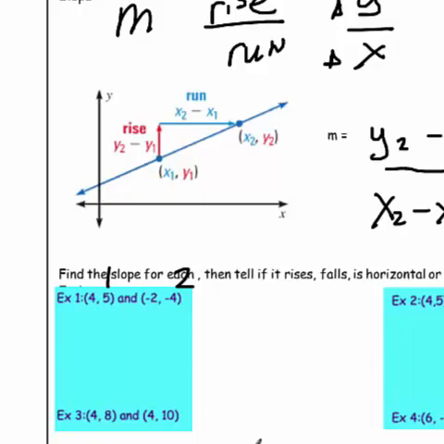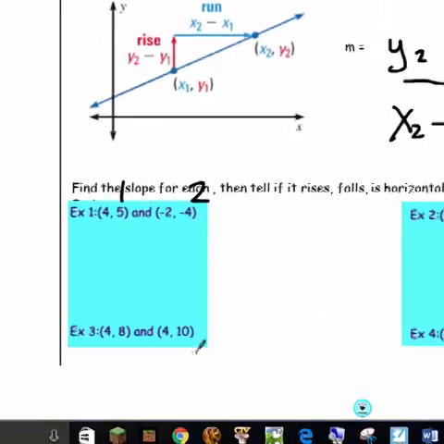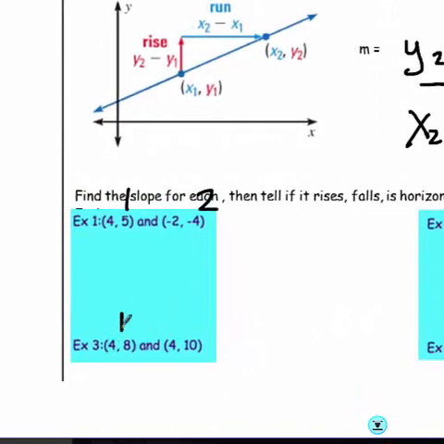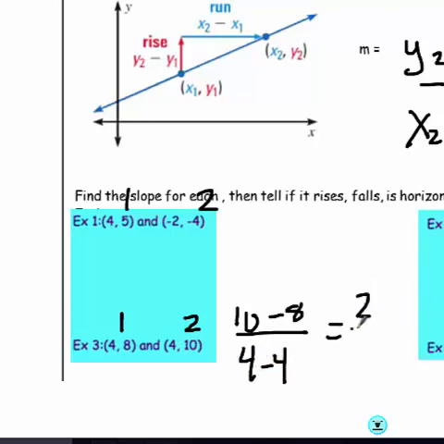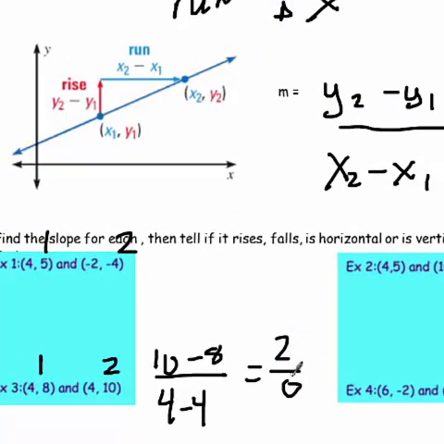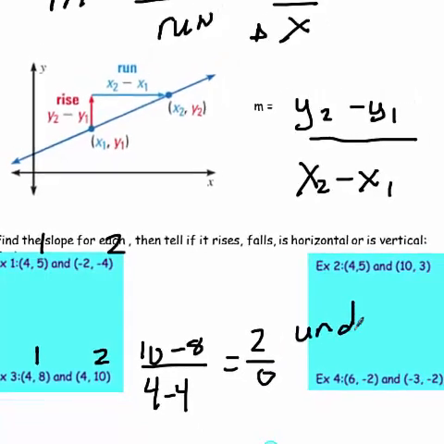All right, so here we go, example 3. Let's call this once again point 1, this point 2. So if I did 10 minus 8 divided by 4 minus 4, well, what happens there? That gives me 2 over 0. Well, we know we can't do 2 divided by 0. So 2 divided by 0 is undefined.